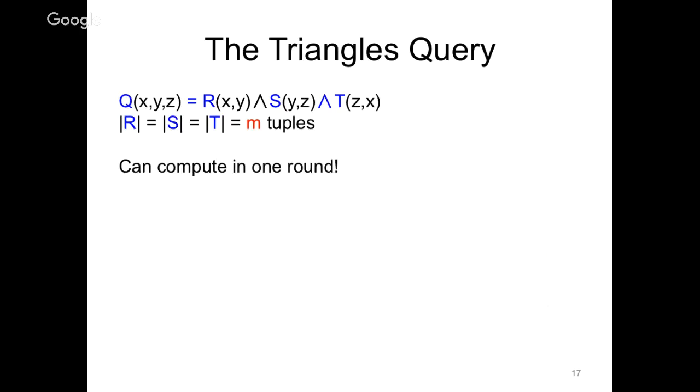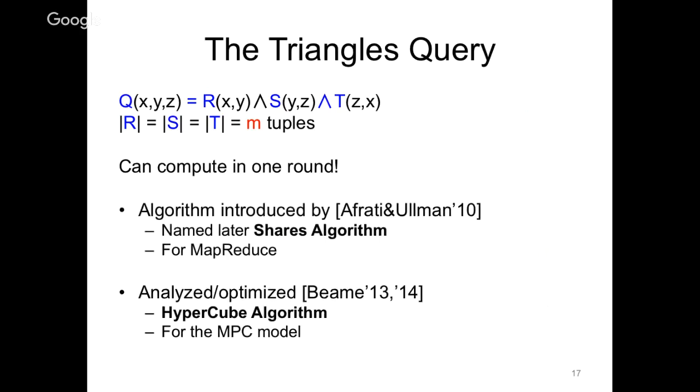But quite amazingly, this query and any full conjunctive query can be computed in 1 round. If you haven't seen this algorithm before, it's a fascinating one. It was introduced in this form by Afrati and Ullman in an EDBT paper in 2010, and later they called it the shares algorithm. We analyzed it in a paper in 2013. By then, it didn't have a name, so we called it the hypercube algorithm. So now we have 2 conflicting names, and I'm going to refer to it as the hypercube algorithm.